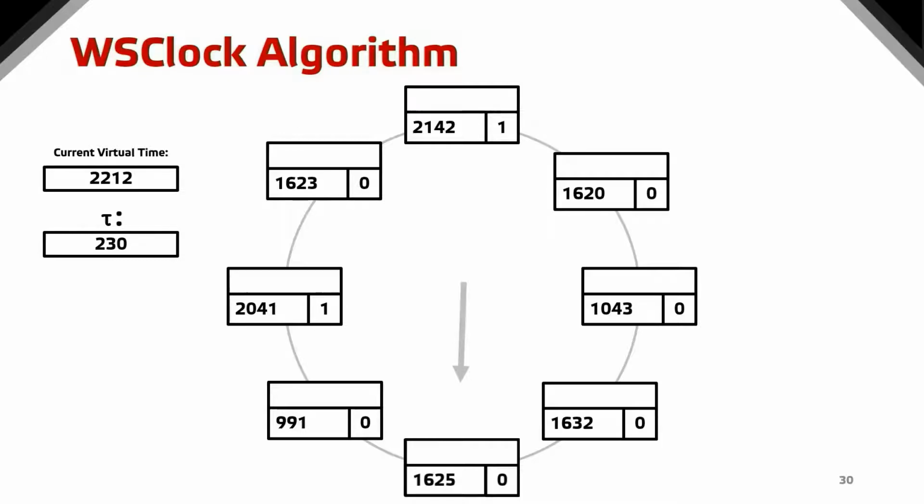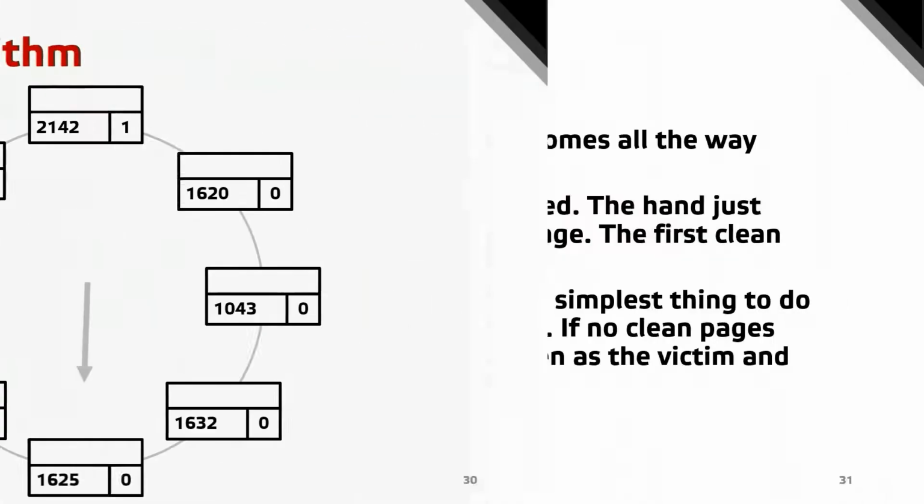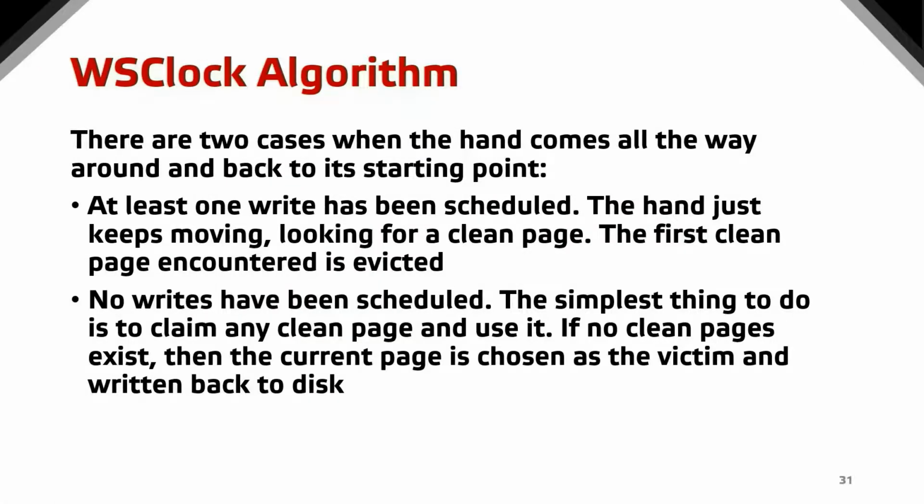However, this is not enough to consider. We also need to consider what happens when the hand comes all the way around and is back at its starting point. If at least one write has been scheduled, then the hand constantly keeps moving looking for a clean page, and when it finds the first clean page, it deletes it. If no writes have been scheduled, the simplest thing to do is to claim any clean page and use it. If no clean pages exist, then the current page is chosen as a victim and written back to the disk.